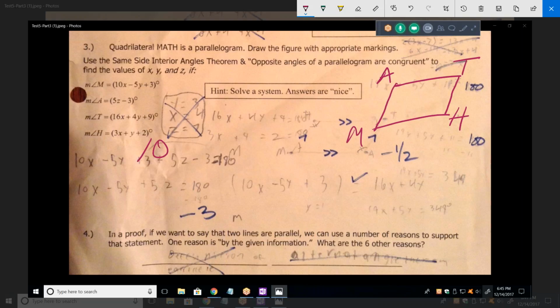So that allows me to say this. 10x minus 5y plus 3 is equal to 16x plus 4y plus 9. Now, that is one equation with two unknowns. Can't be solved. So I need another equation. If I can come up with a second equation with two unknowns, then I can solve it as a system.